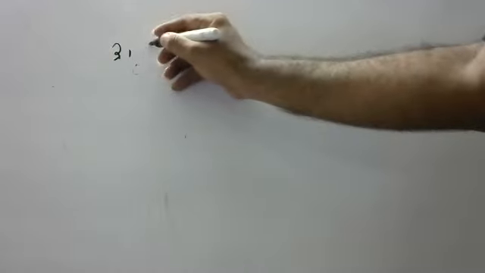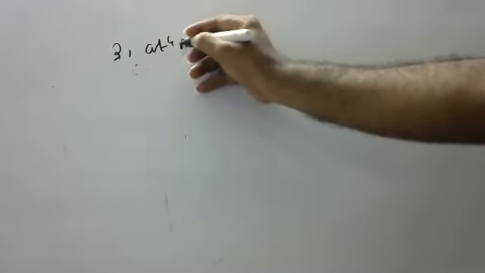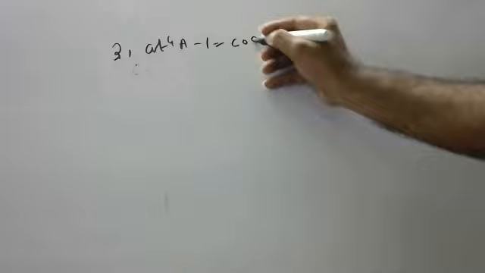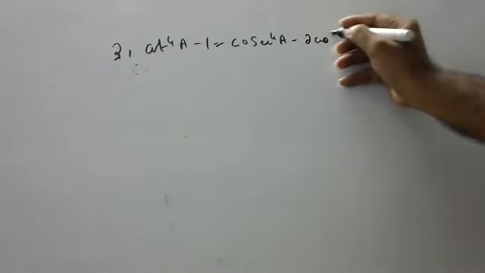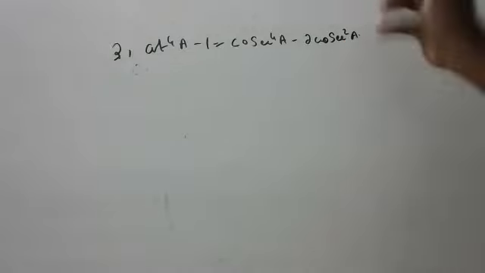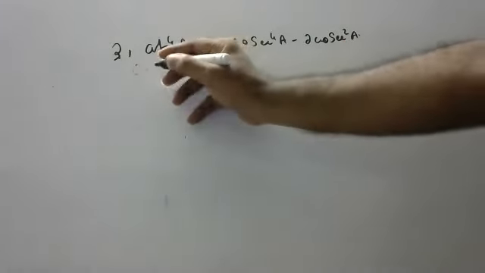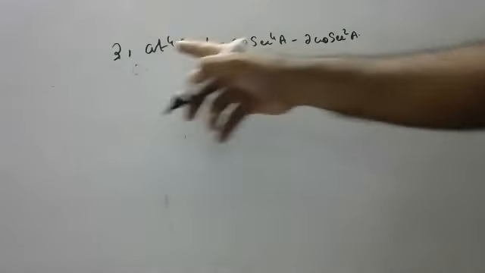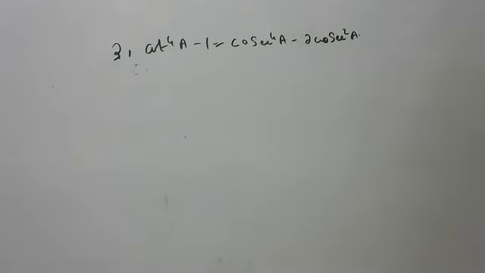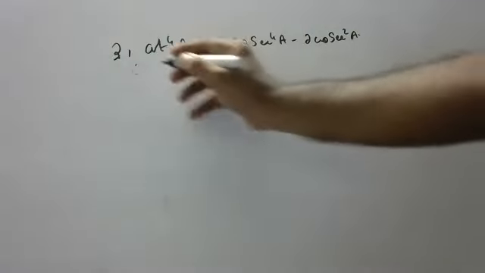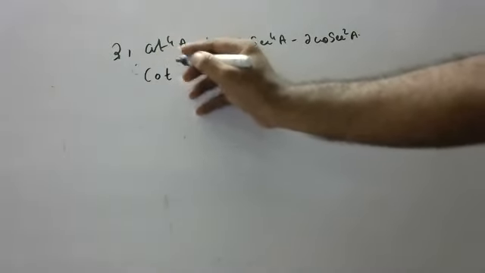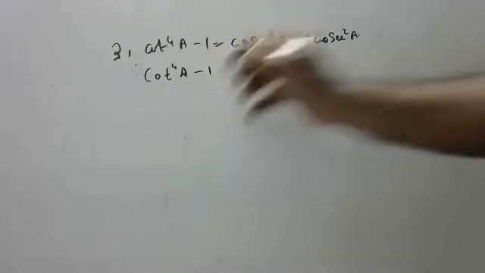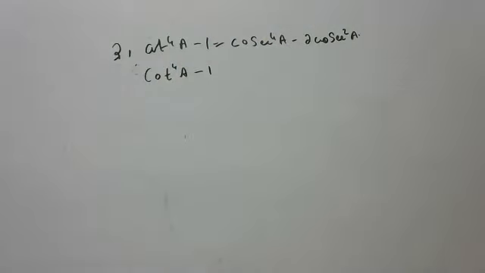Second one, children. Cot 4 A minus 1, we have to prove it as cosecant 4 A minus 2 cosecant square A. Okay, children. So this is what we can write. Cot 4 A is there. Cot is in the form of cosecant. Everything we have to convert. Cots we have to convert to cosecant, children. Okay, let's see here, children. Cot to the power of 4 A is there, no? Minus 1 is there.